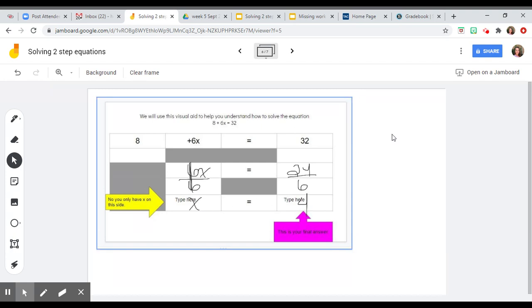When we look at the equation altogether on the right-hand side here, 8 plus 6x equals 32. X has the value of 4, meaning if we go back in and we replace that x that is on our screen with 4, we would do 8 plus 6 times 4 equals 32. We will get the value equivalent on both sides.